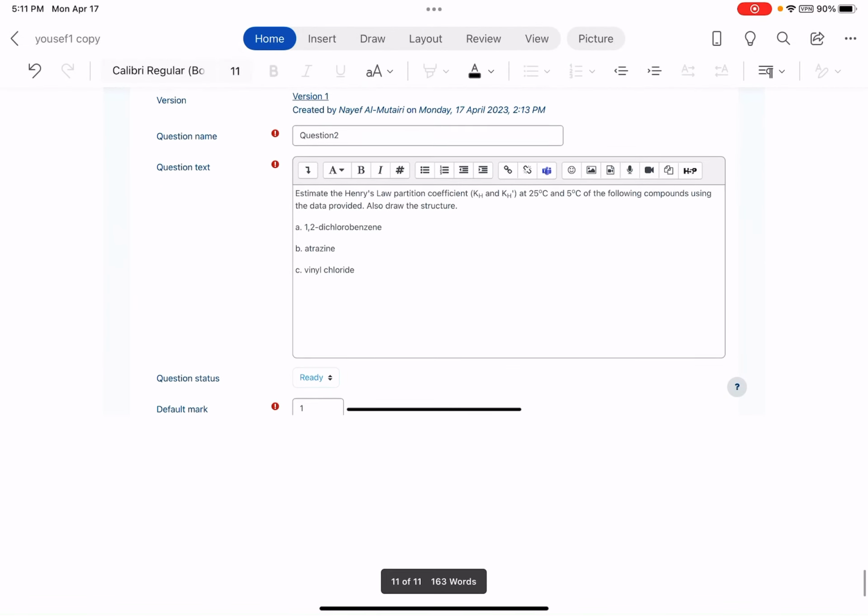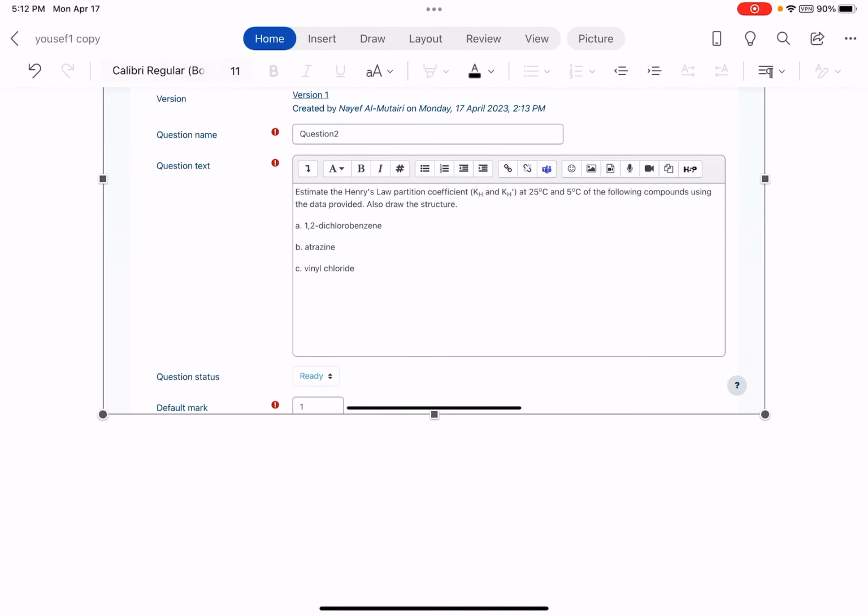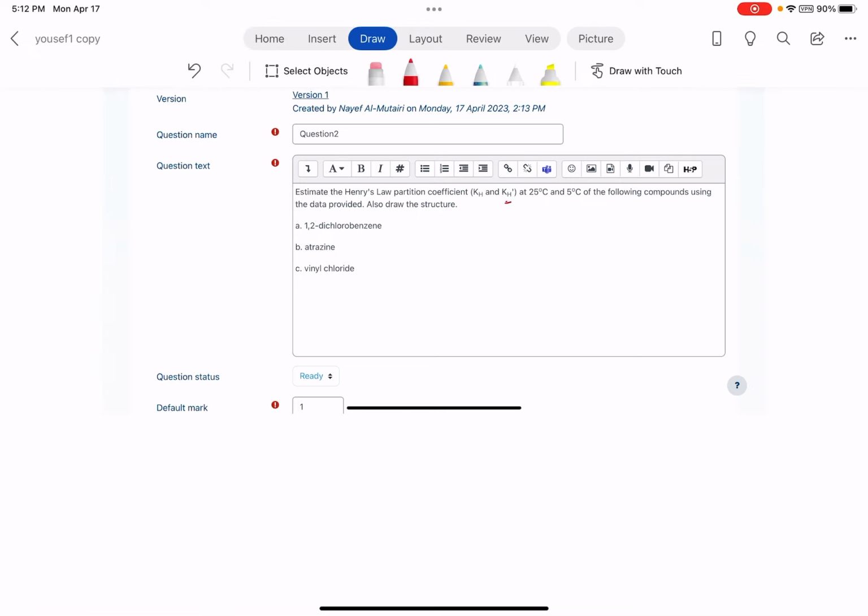Let's look at this quiz problem. This is question number 2 in quiz number 3. Estimate the Henry's law constant or Henry's law partition coefficient, Kh and Kh prime. Remember, Kh prime is dimensionless, and Kh is the one with dimensions. Estimate them at 25 Celsius and 5 Celsius for the following compound using the data provided.